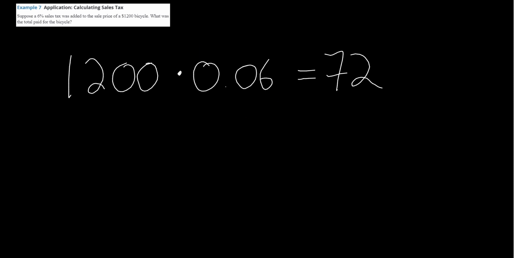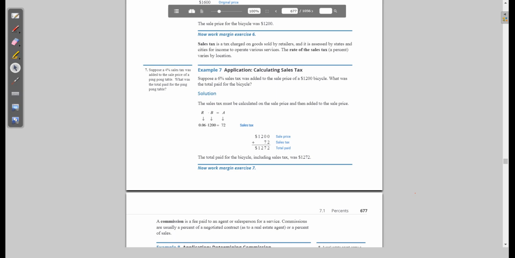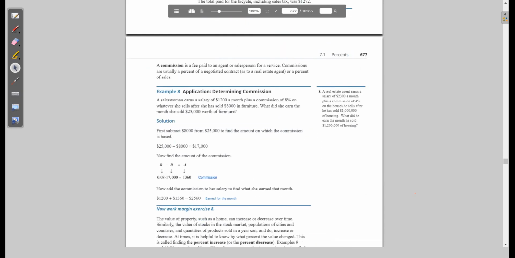So total, I'm paying $1,200 for the bicycle plus $72 in sales tax. So I'm paying $1,272 total for the bicycle. It's still an extremely expensive bicycle. I mean, you get what you pay for, right? I don't know.